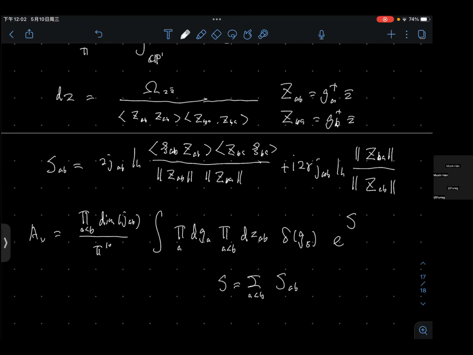Okay, I think my time is over. I think this is a good time to stop. So you see, we end up with maybe the most explicit expression so far for the spinfoam amplitude.